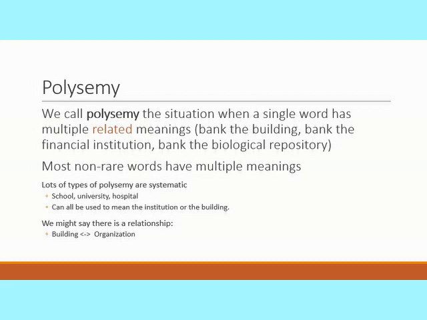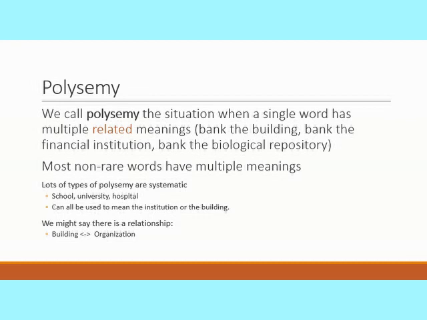Most non-rare words have multiple meanings. Lots of types of polysemy are systematic. School, university, hospital can all be used to mean the institution or the building. So you can say, I'm going to school. School could be the university, primary school, high school, hospital. It varies.